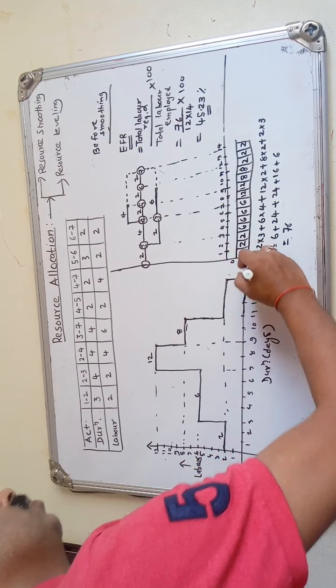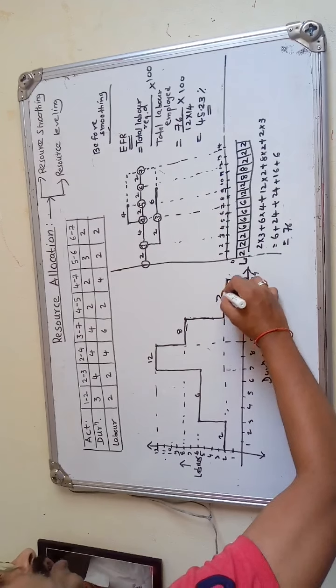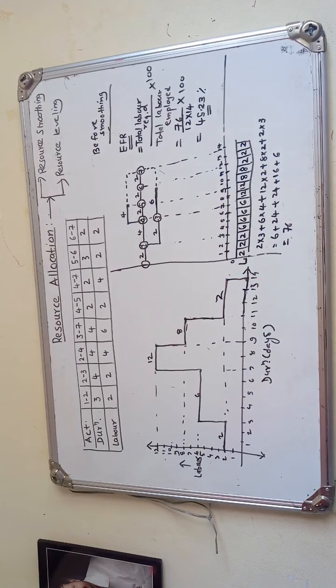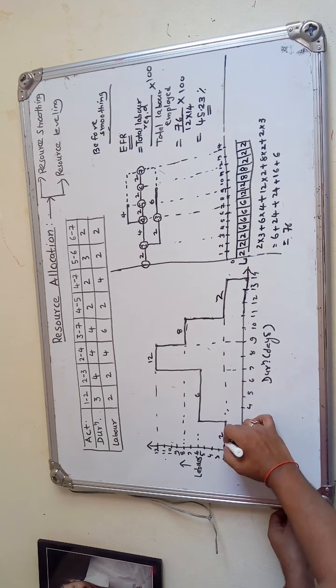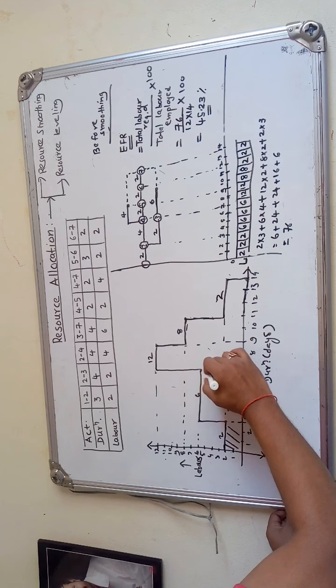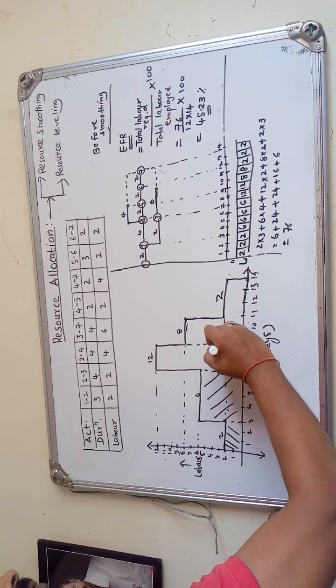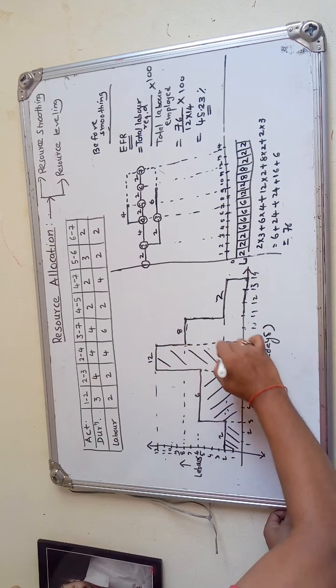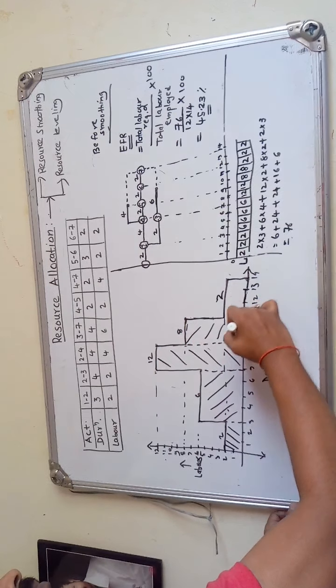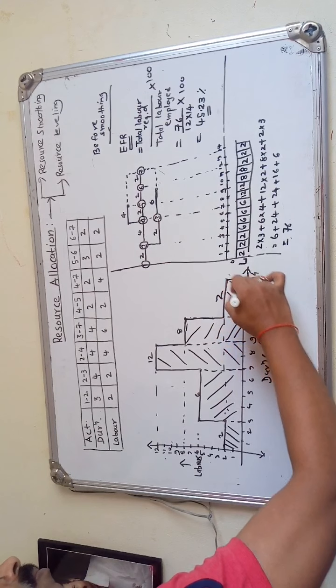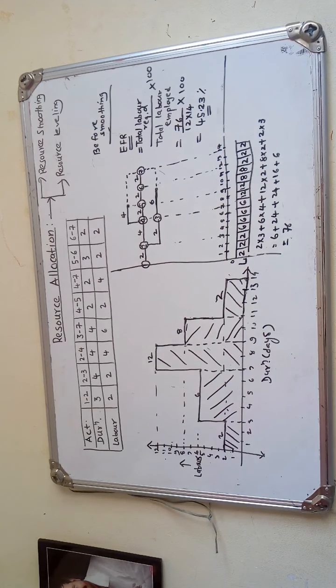So this is the histogram: the manpower or labor versus duration we have plotted. You can hatch it like this, separately, that shows the demand of a particular period. This is known as the histogram diagram, the graphical representation of labors versus duration. I think you understood how to draw the histogram.